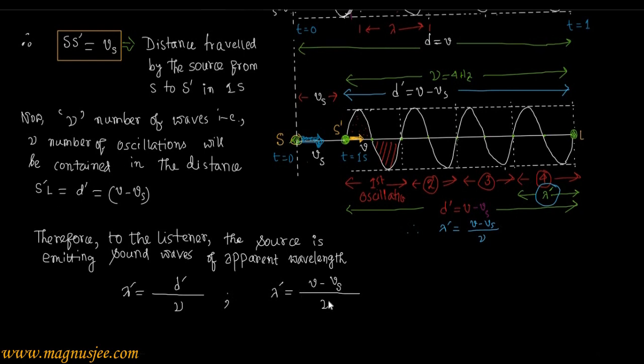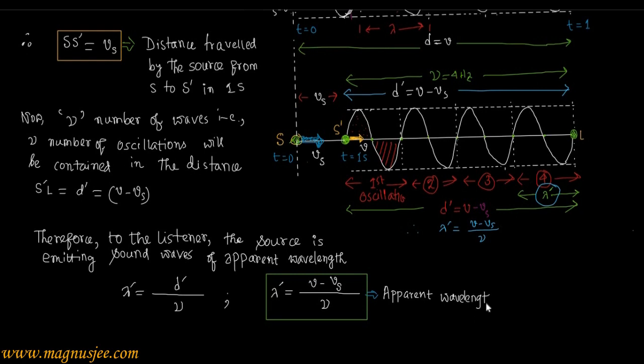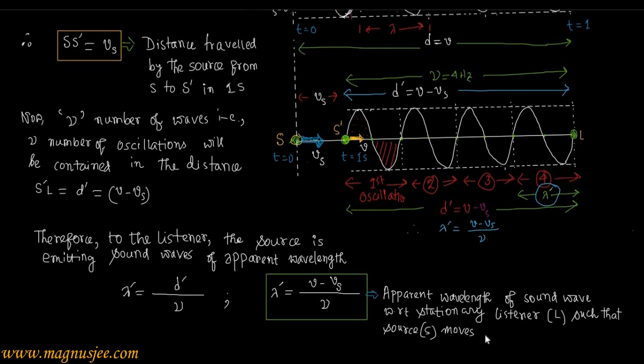Lambda prime is equal to v minus vs divided by nu, which is the apparent wavelength of sound wave in which the source of sound moves towards the stationary listener with a velocity vs. This is the apparent wavelength of sound wave with respect to the stationary listener L, provided the source S moves with a velocity vs towards the stationary listener.